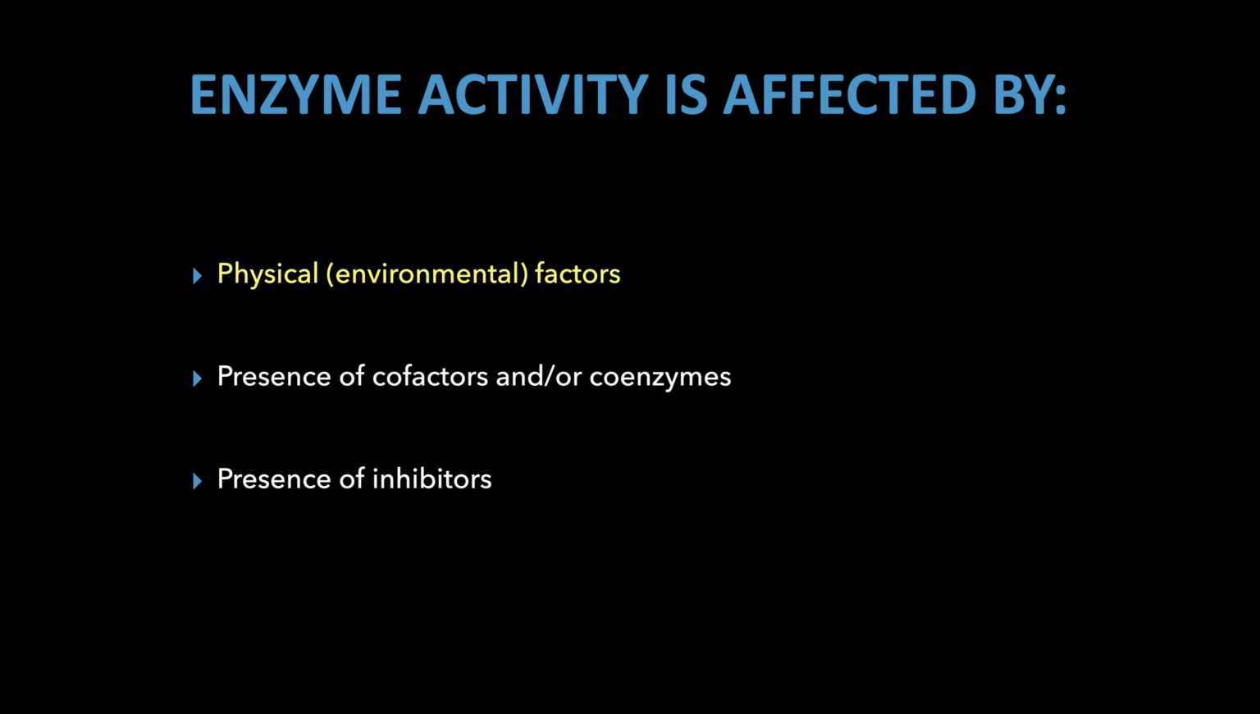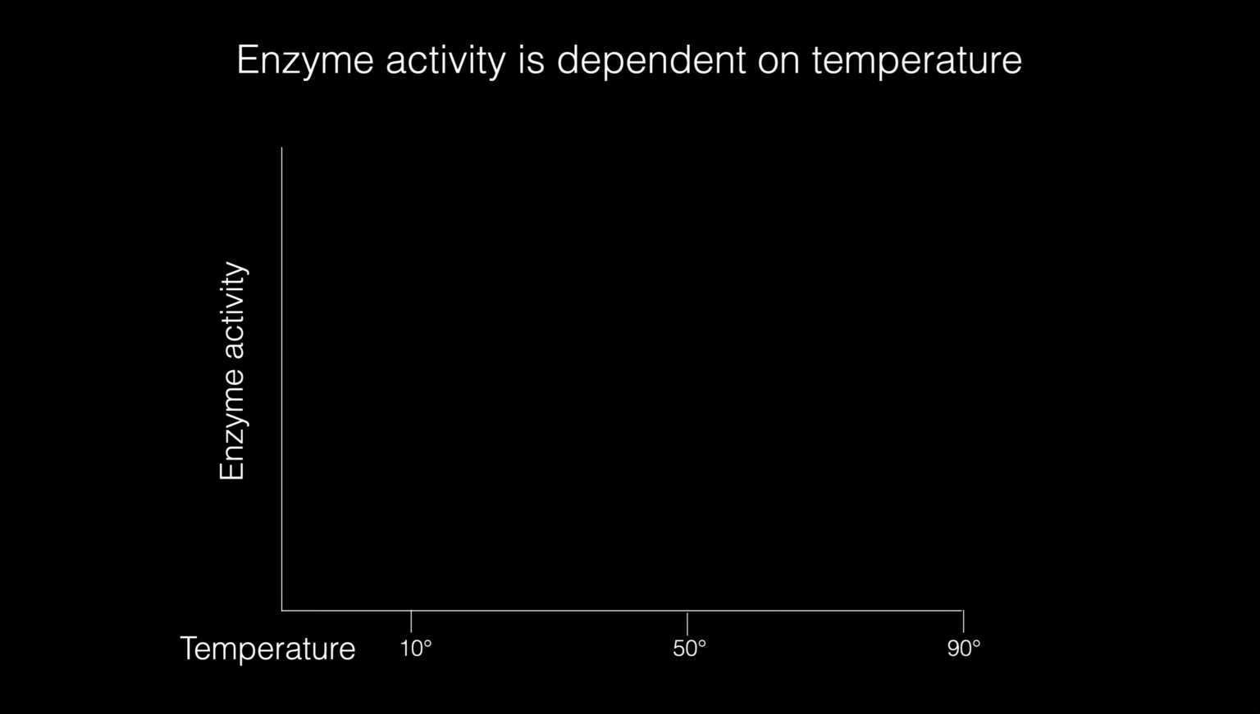Now, let's talk about what affects enzyme activity. We'll cover three main categories. First, physical or environmental factors. Second, cofactors and coenzymes. And third, enzyme inhibitors. Okay, we'll start with physical factors. And let's start out with temperature.